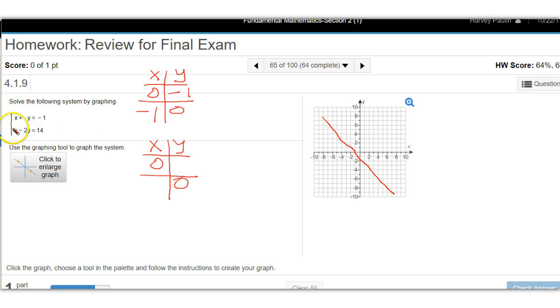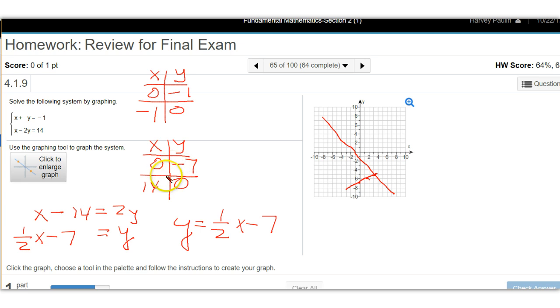So if x is 0, y is going to be negative 7. We divide both sides by negative 2, and we get that. And if y is 0, x is 14. Well, 14 is way off our scale, isn't it? So we may have to use another method.